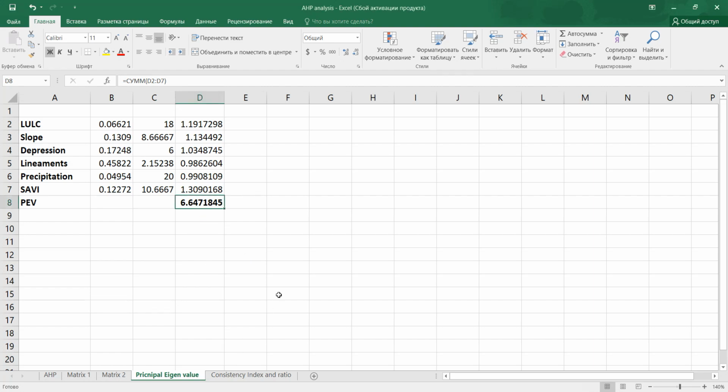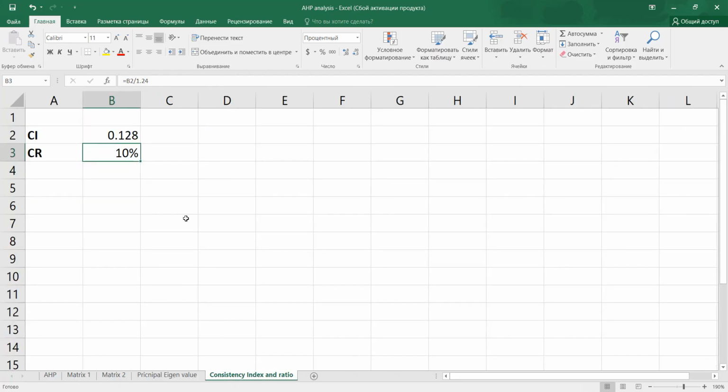So when we calculated the principal eigenvalue, now it's time to calculate the consistency index and ratio. The consistency index is calculated by subtracting the number of things from the principal eigenvalue and dividing by the number of things minus 1.